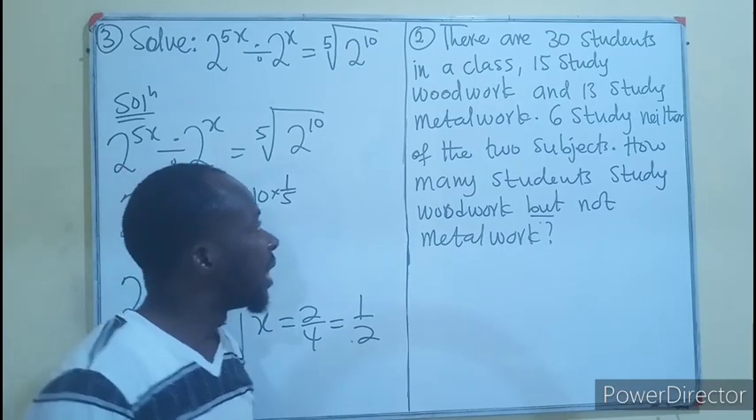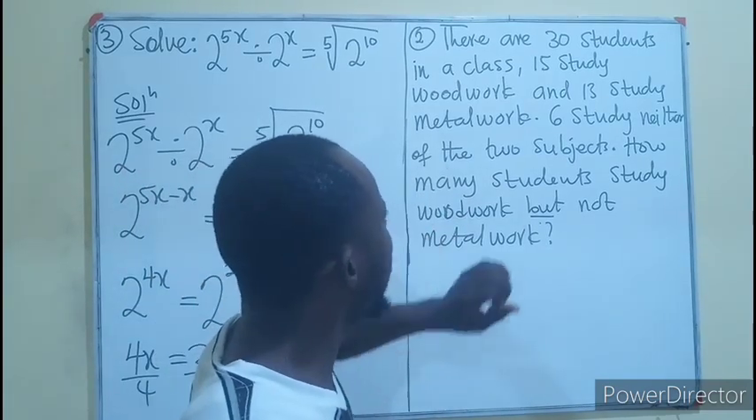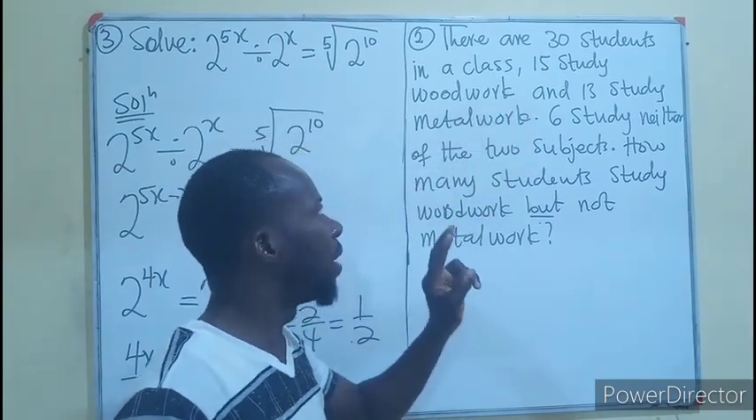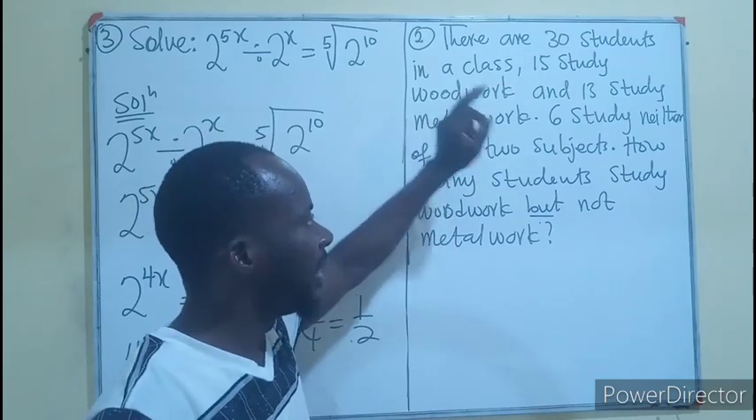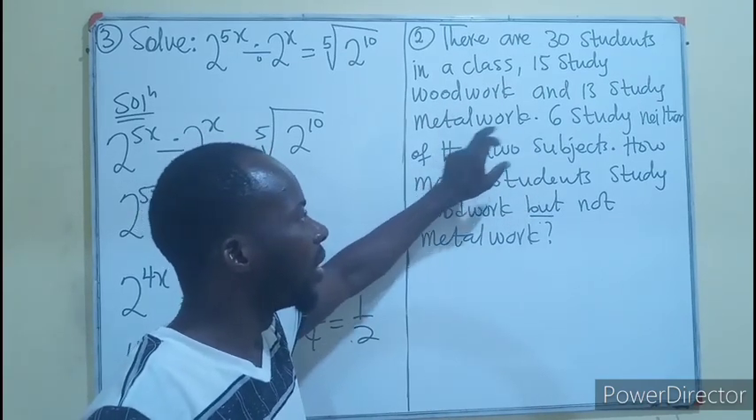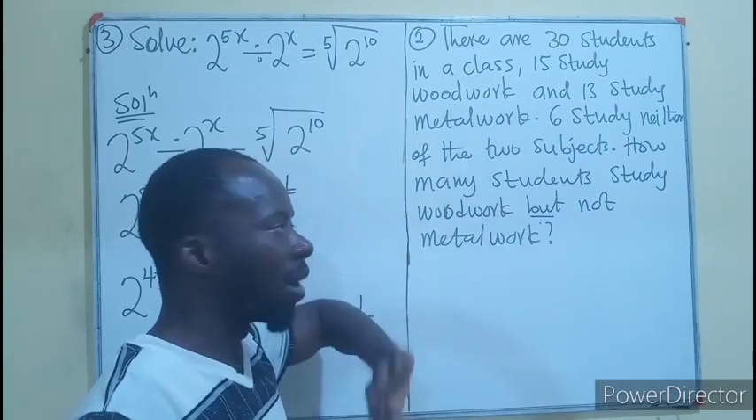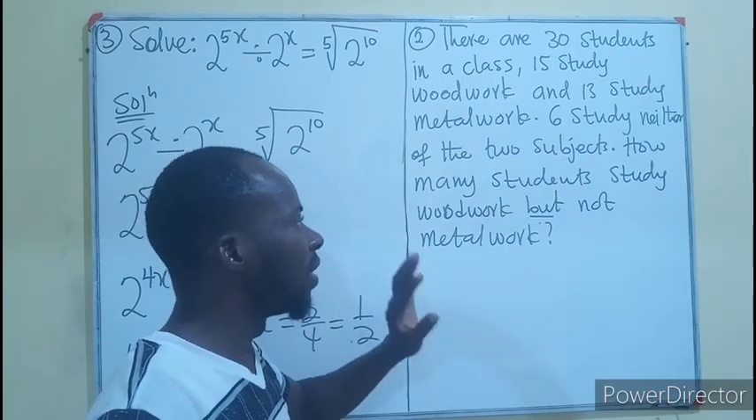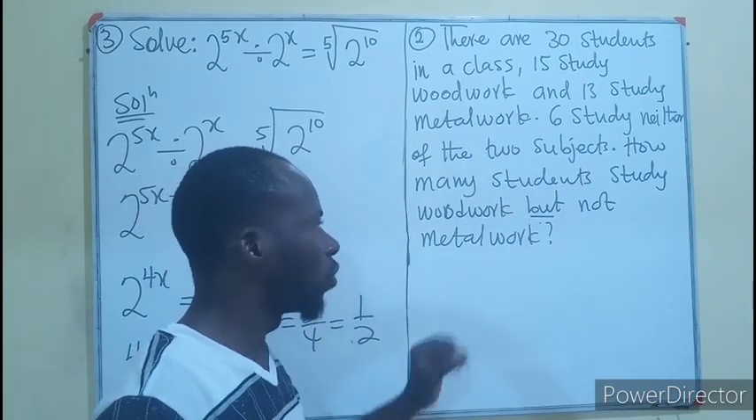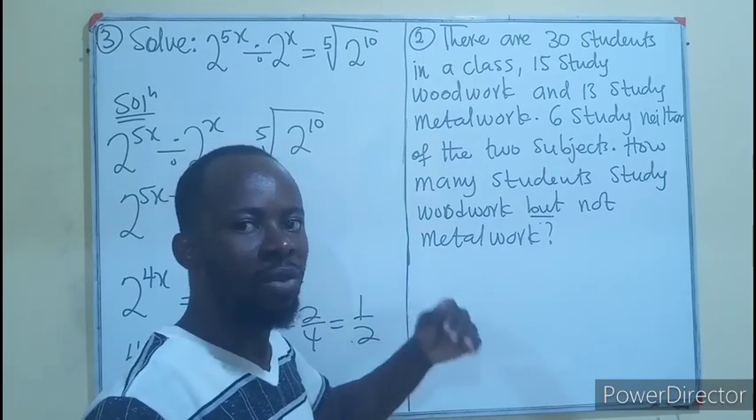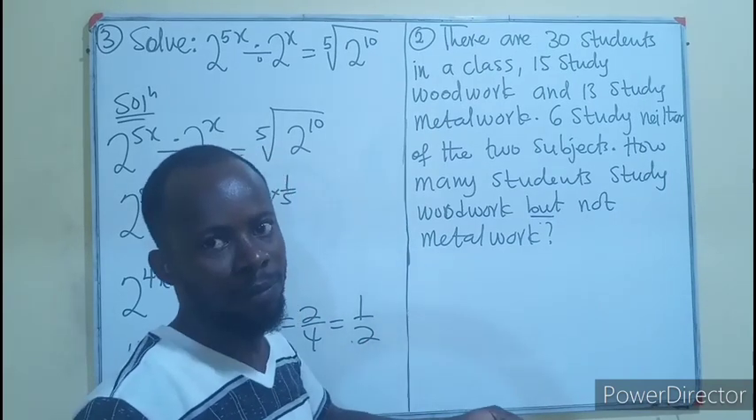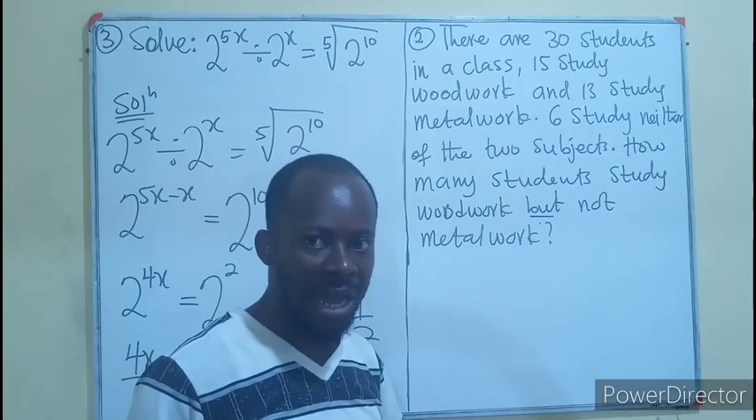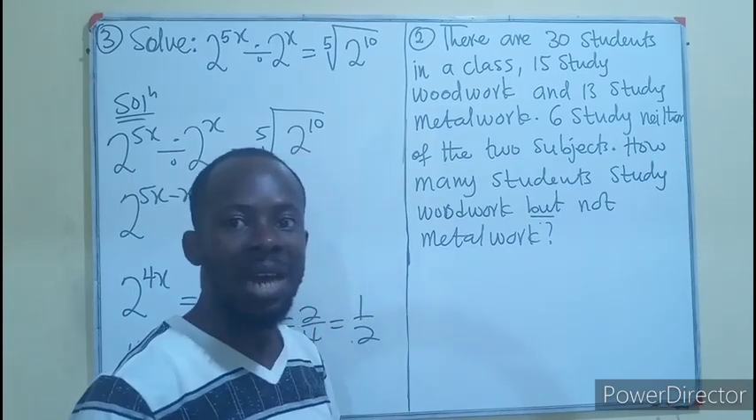All right. Number 2, there are 30 students in the class. 15 of them study woodwork and 13 study metalwork. 6 study neither of the two subjects. How many students study woodwork but not metalwork? Meaning how many students study only woodwork? We can solve this using the formula. We can also solve it using the Venn diagram.